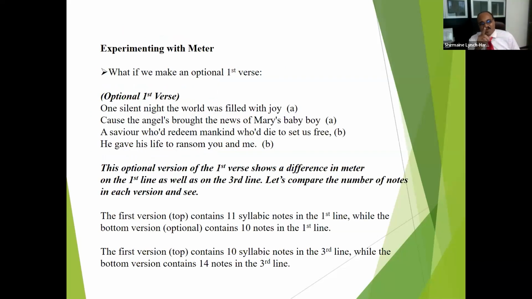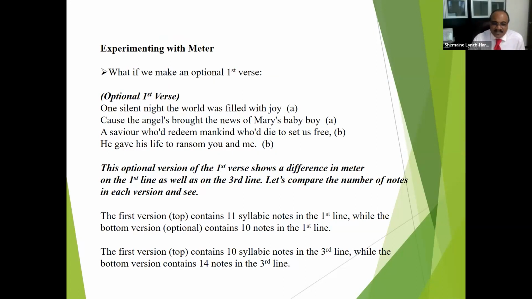Now let us experiment with meter a little bit. Meter, you realize what meter is, right? It's the number of beats or notes in the line that's supposed to fit within the rhythm. What if we make option one a verse, this verse here? Now, let me sing this verse. This is an augmentation or enhancement of the first verse.